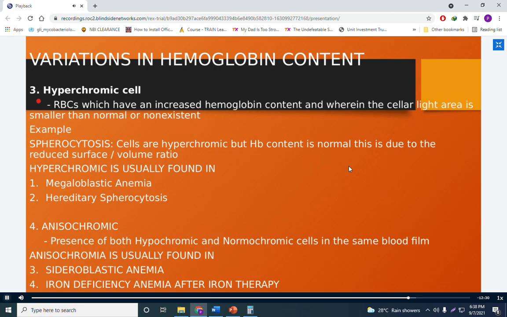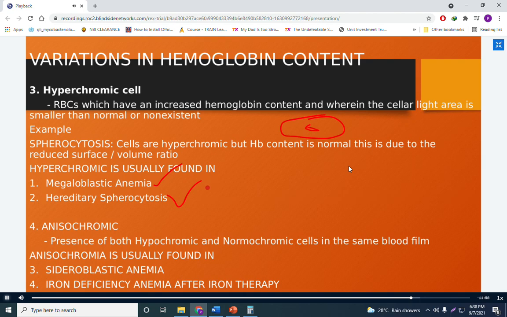You have your hyperchromic naman. So, these have increased hemoglobin content. So, to the point na ganyan na lang siya, class. So, an example of this class na merong hyperchromic cell is your spherocytes or spherocytosis. Yung cells nila class are hyperchromic, but hemoglobin content is normal. Hyperchromic cells are usually seen in megaloblastic anemia and hereditary spherocytosis. I will discuss this class in your anemia topic.